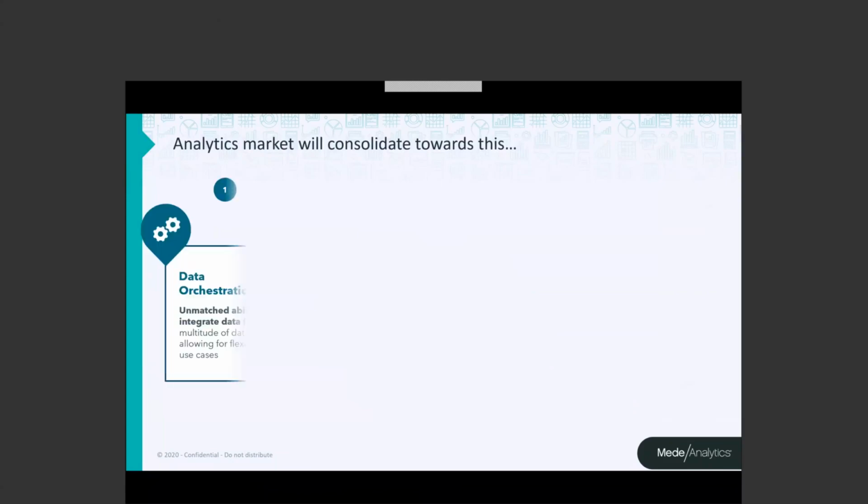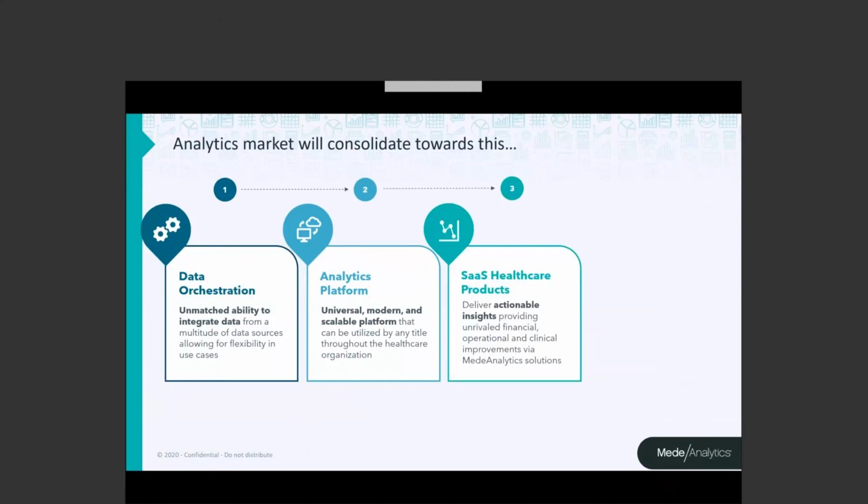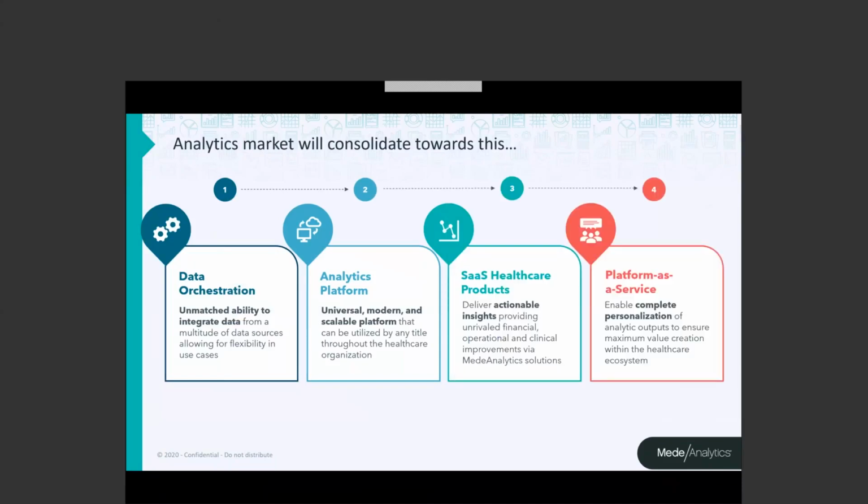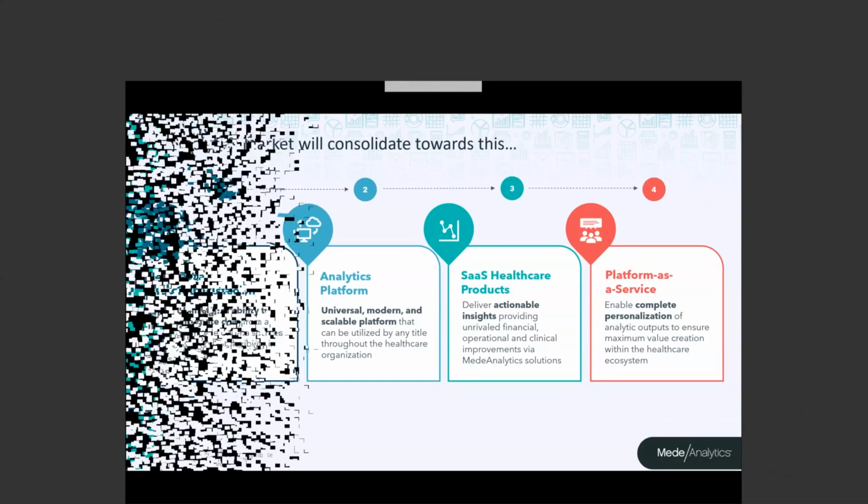So we think that the market will consolidate to having these four key capabilities in an enterprise analytics platform: the ability to orchestrate data, a wide variety of data sources, financial, clinical, and operational; the ability to serve up that data in an analytics platform that is universal and modern across payer and provider; that the analytics solution will have to have healthcare context. If we don't have healthcare context, we won't satisfy the healthcare end users, and we will lose the adoption of those healthcare constituents. And then lastly, the ability to completely personalize a solution. An enterprise analytics solution will need to be able to personalize to the complex needs of the payer and provider ecosystem.